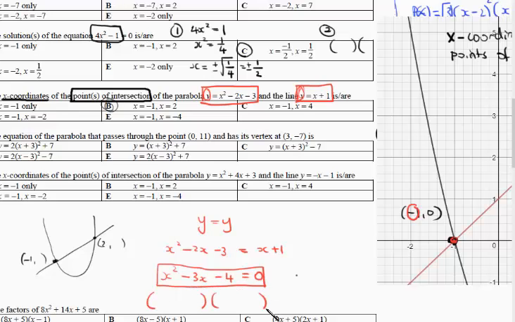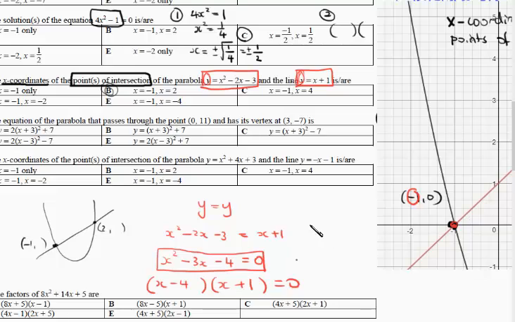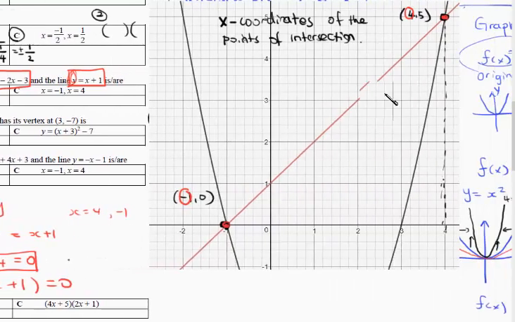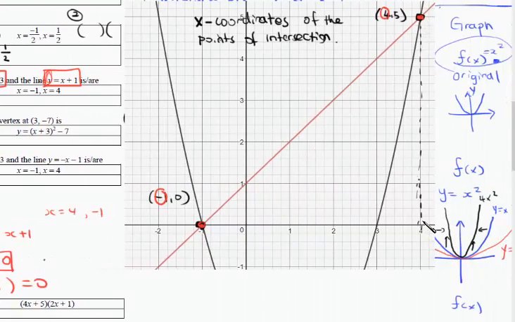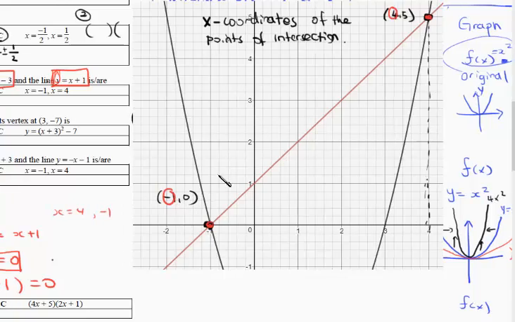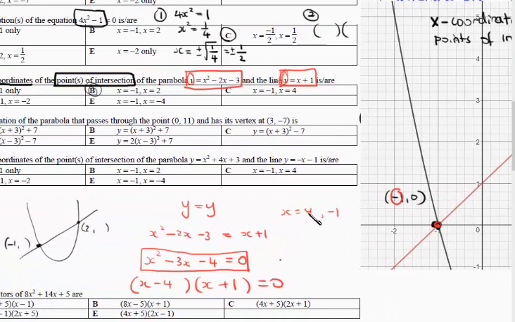and something magical happens. I can factorize this one as (x - 4) and (x + 1). Is that right? So therefore, x is equal to 4 or -1. Look at that. What's that? 4 and -1. See? If I plug 4 in here, I get 5.